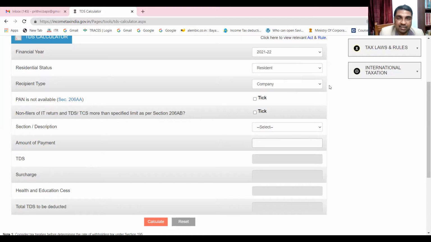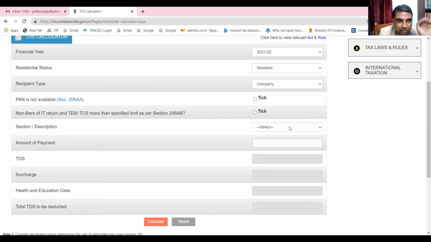Okay, that's what I'm trying to show you. Here, let us say the contractor is saying that I have the PAN. Then you can see it. If PAN is not available, then you can take it. If PAN is available, then don't take it. Let us say PAN is available. Okay, and you have to also see whether he is a non-filer of IT return, TDS, TCS, all these things.